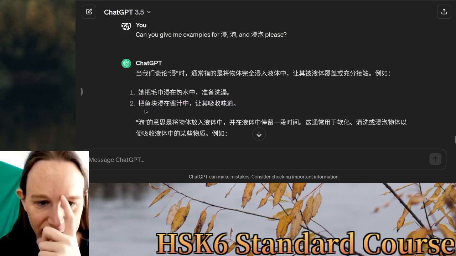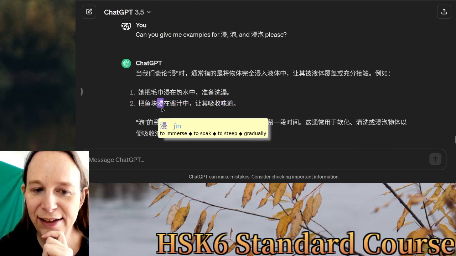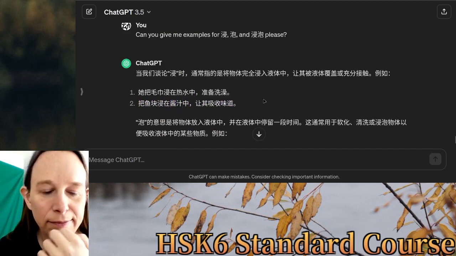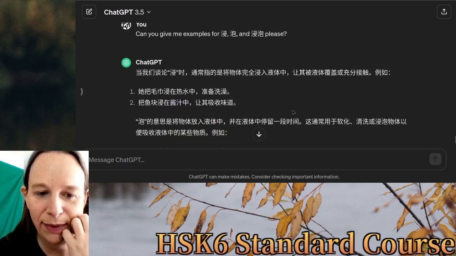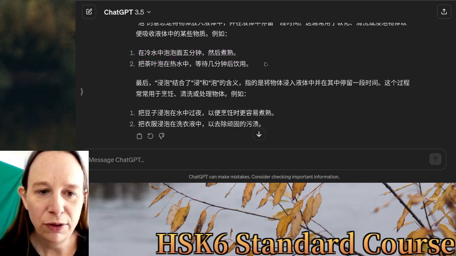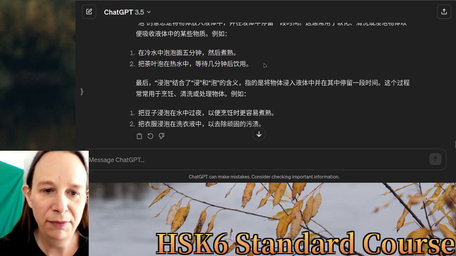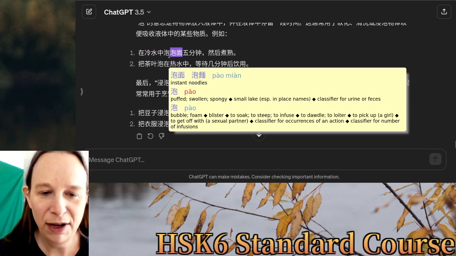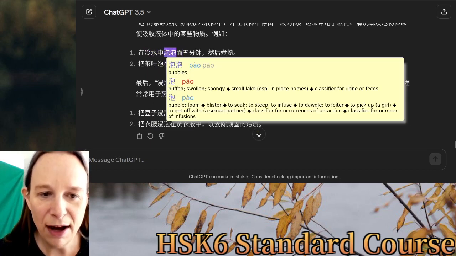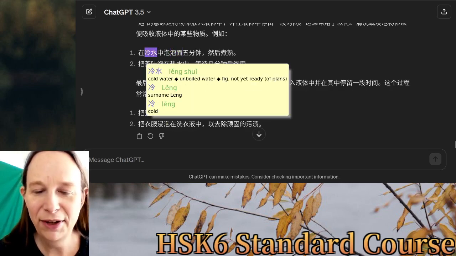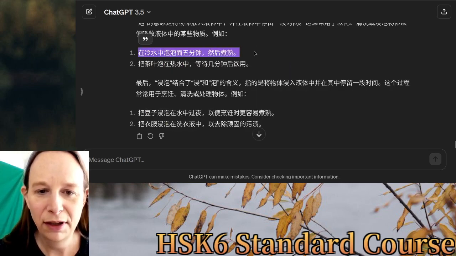把鱼块浸在酱汁中. So you take chunks of fish and soak them in 酱汁. Like, this would be like marinade or something. 酱汁, sauce, something in that ballpark. 在冰水中泡泡面5分钟. 泡泡面. What is this? Oh, 泡面 is 方便面. Okay. 泡 means to soak. 泡泡面, 五分钟. Why would you soak it in cold water though? 然后,煮热.